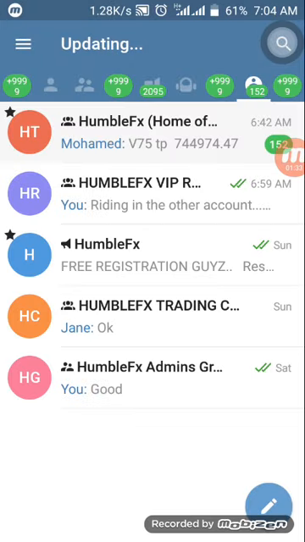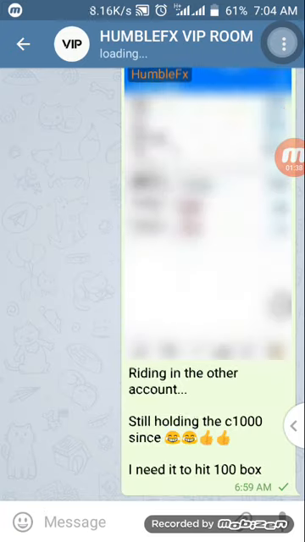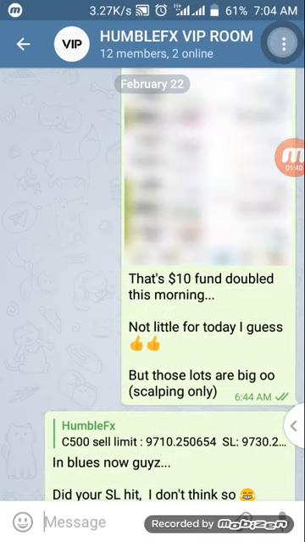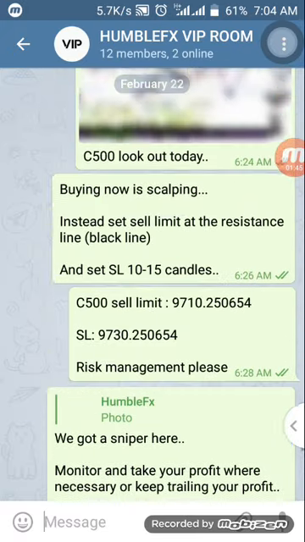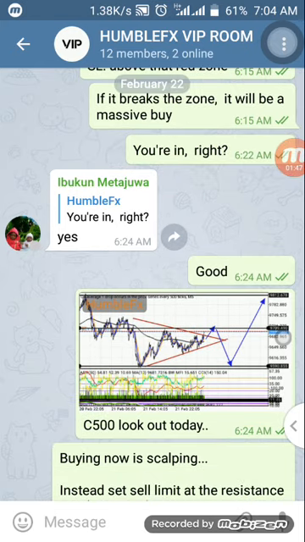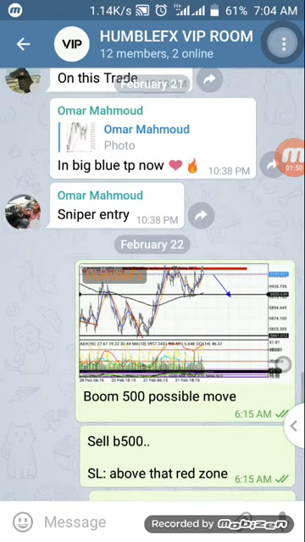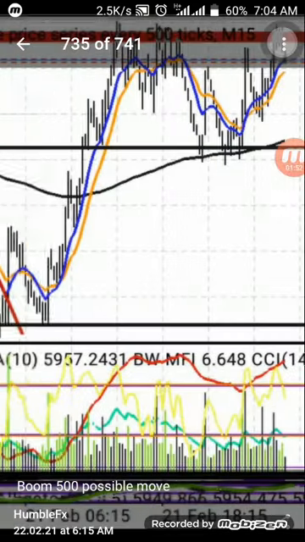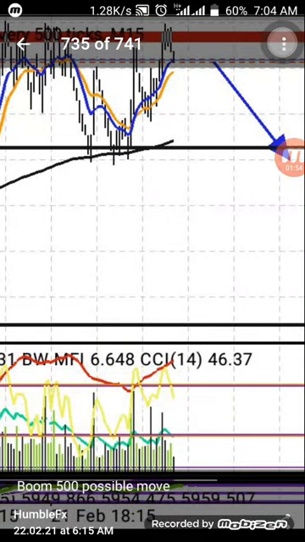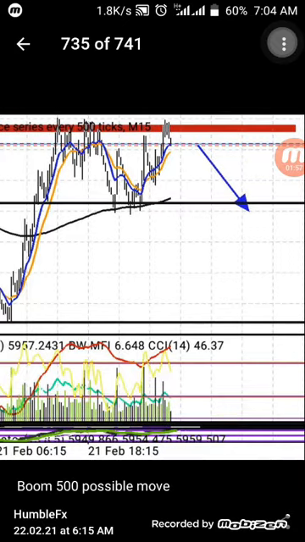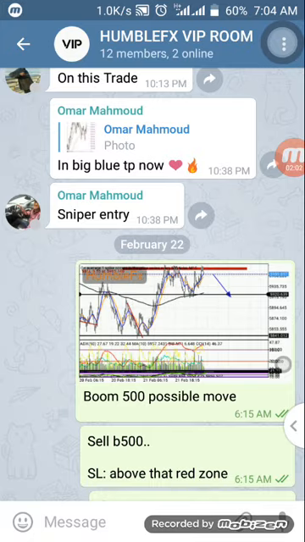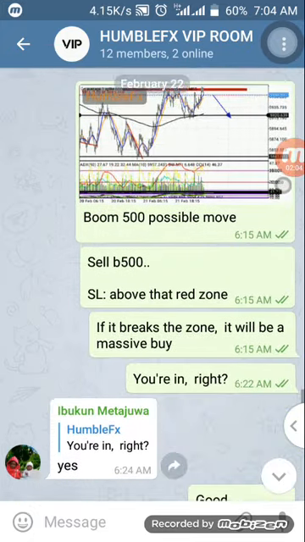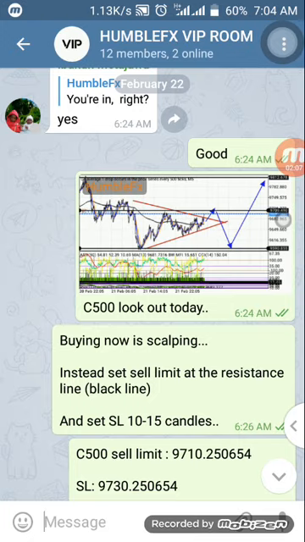Now this is the VIP. For today, I gave signals today. You could see the signal I gave them when we entered the market. Look at when we entered the market, guys. That is the zone we entered early enough in the VIP room, and we have been going.